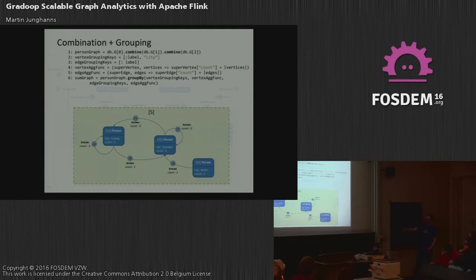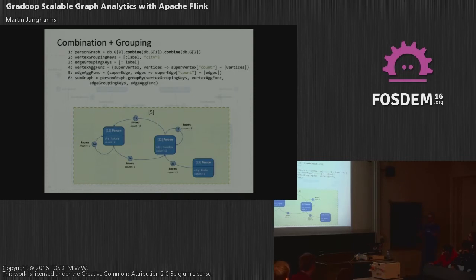So there are two relations between users which live in the same city, in that case Leipzig, or for example we have three relations from users from Dresden to Leipzig. This is a very simple example, but this operator can be used for many different things.